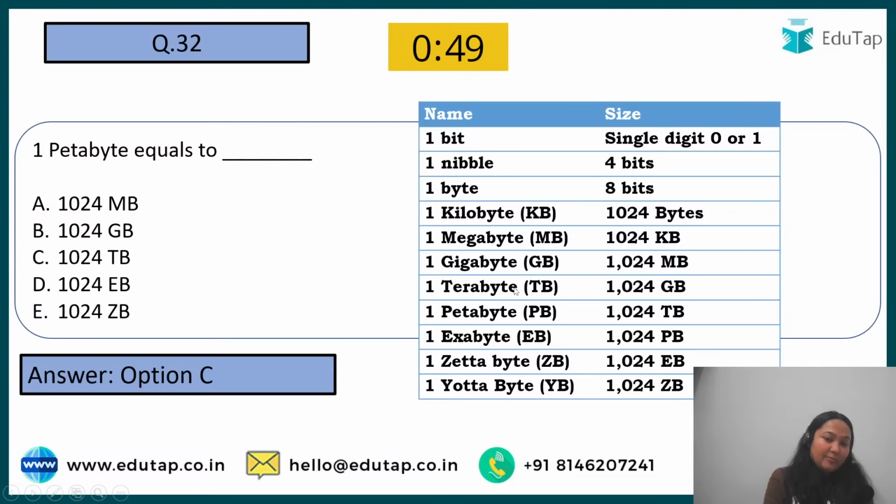And how can you remember? Terabyte make petabyte, petabyte make exabyte, and exabyte make zettabyte. Okay, and zettabyte make yottabyte. This is how you will have to remember.